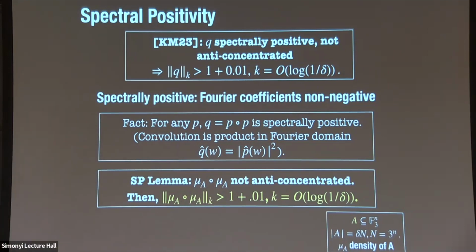Yeah. Where does delta appear in the statement? Right. So delta is in the anti-concentration definition. So it should have been maybe not delta anti-concentrated, meaning the probability that it is less than 0.1 is greater than delta over 2. Okay. Yes. Sorry. That's a good catch. Basically, the delta is in the definition of anti-concentration. Any other questions?